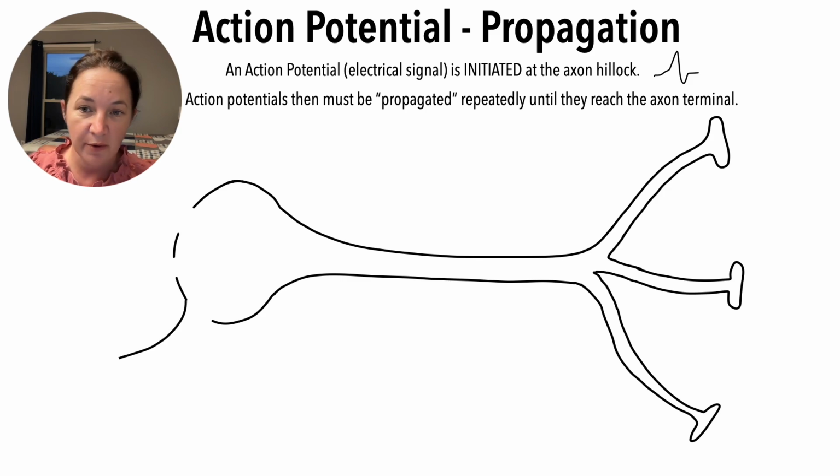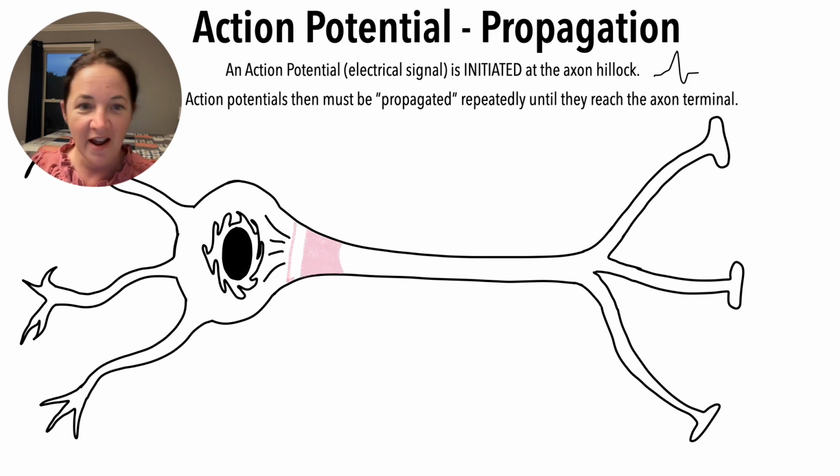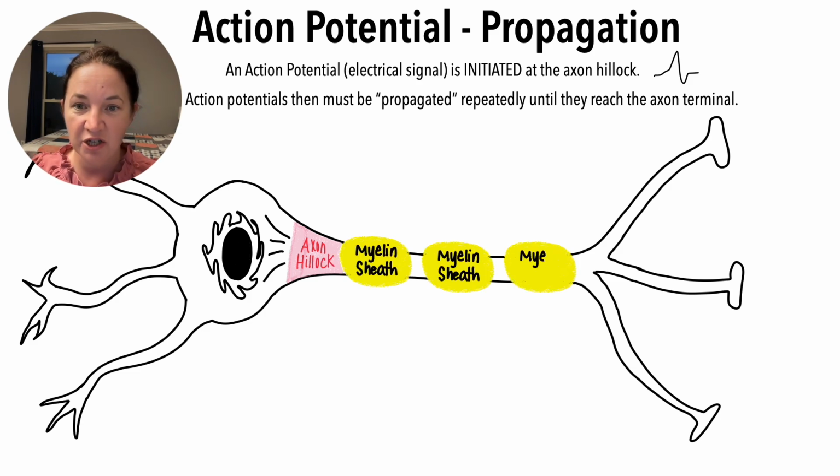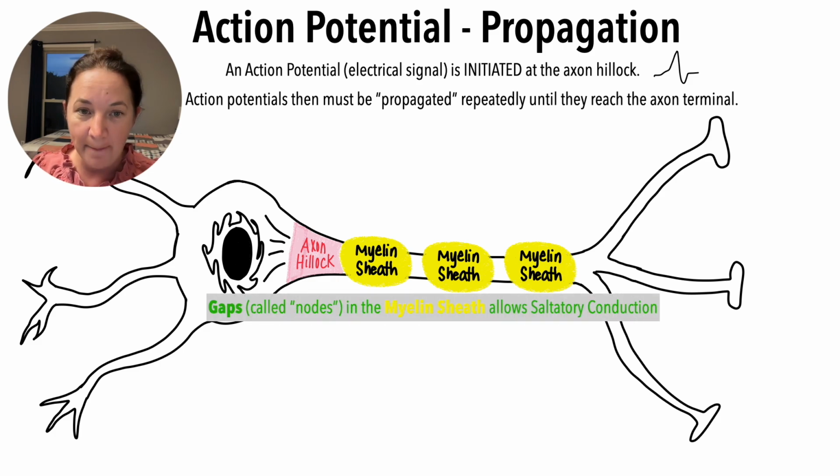So I'll show you here with a neuron, those are some dendrites, the cell body, and then here is like the money market, right? The axon hillock, and then you're going to have the myelin sheath. So the initiation is going to happen at the axon hillock, and then gaps called nodes in the myelin sheath are going to allow saltatory conduction of the action potential. Saltatory means to jump. So in green, I'm coloring these nodes of Ranvier. That's where we're going to see a propagation.